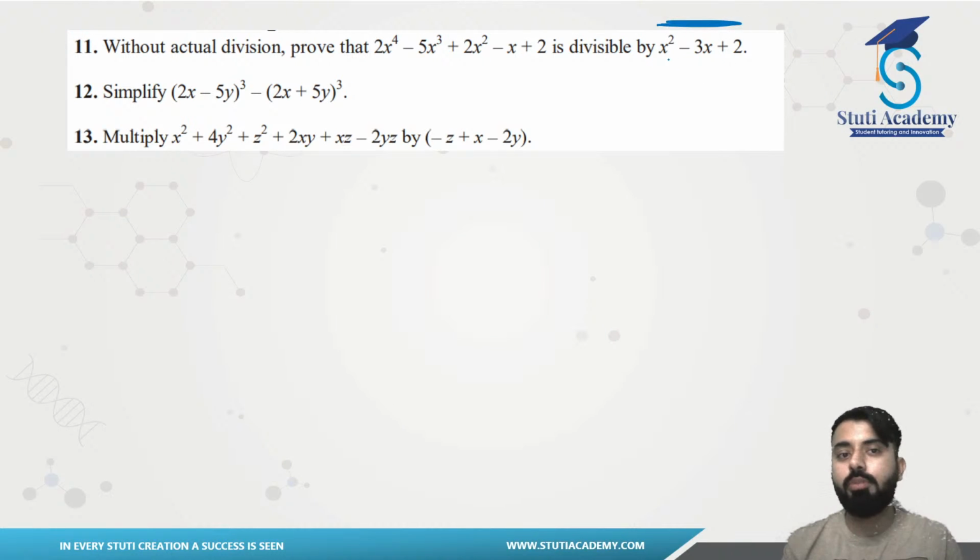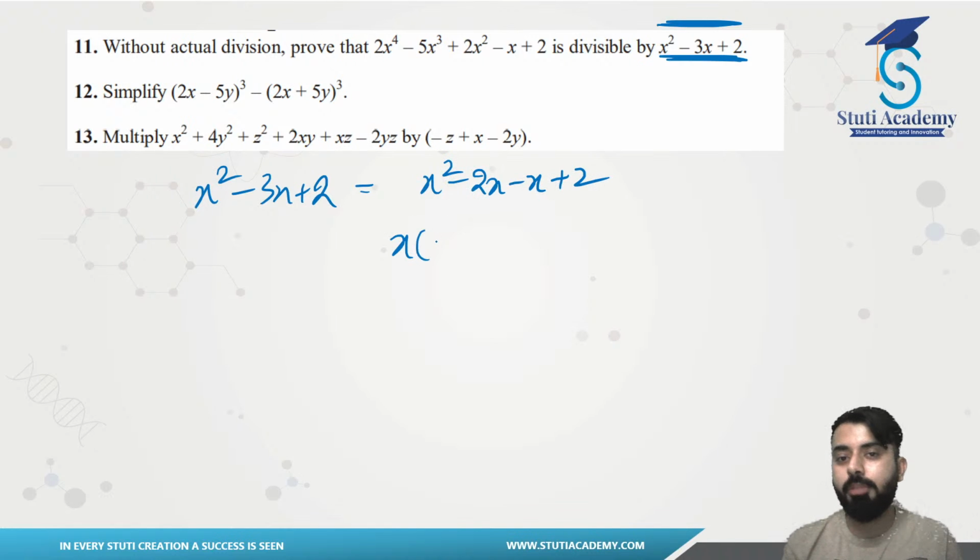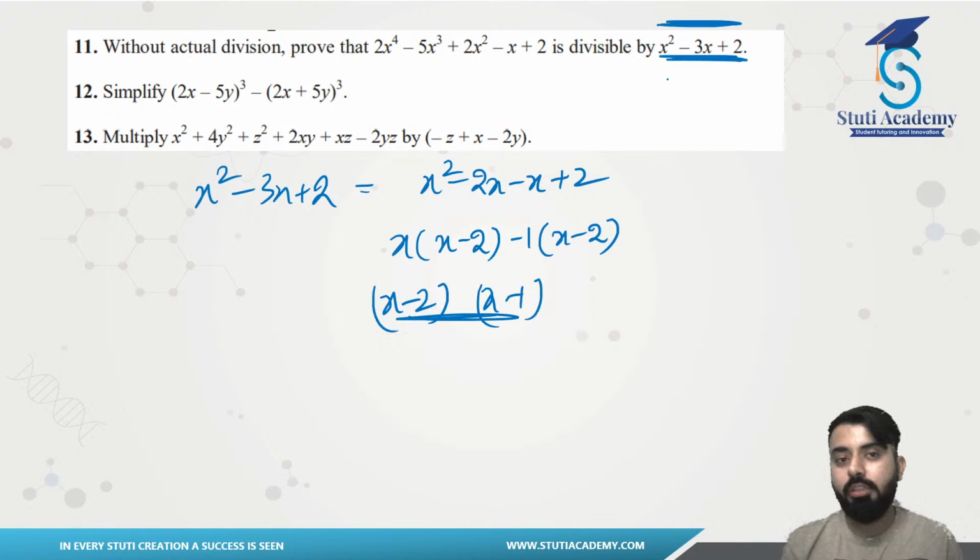Quite easy. You have to do what? Just factorize this, get those zeros. See, we have x square minus 3x plus 2. So you guys see, the factors will be what? x square minus 2x minus x plus 2. If I take x common, that will be x minus 2. If I take a minus 1 common, that will be x minus 2. So I have the factors, which are x minus 2 and x minus 1. So these two are the factors of this one.